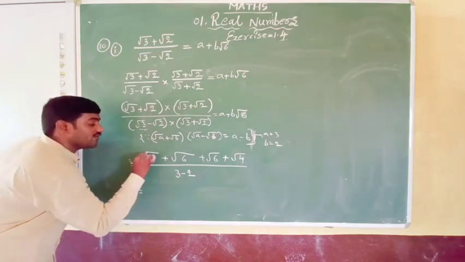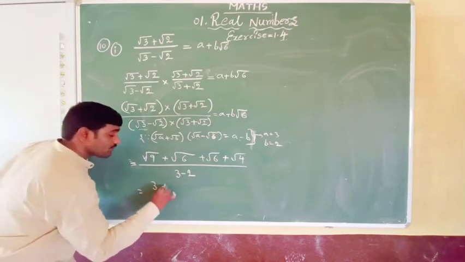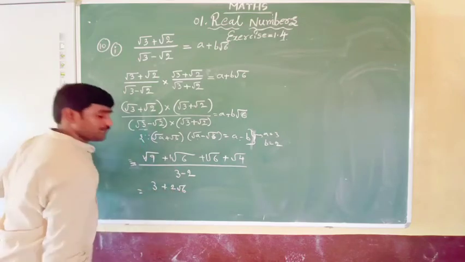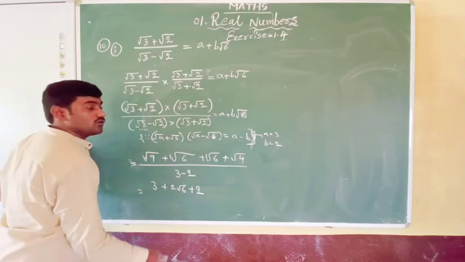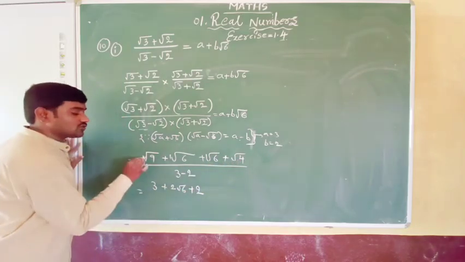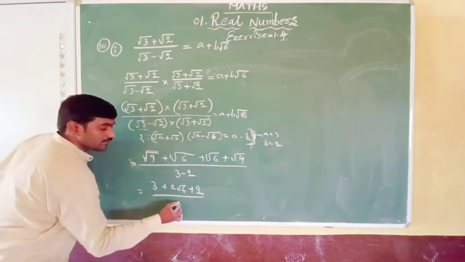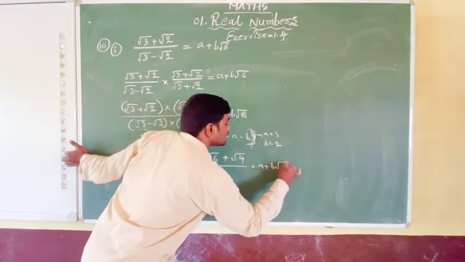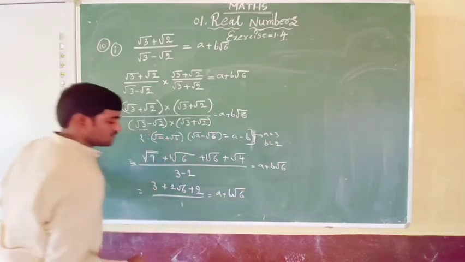Here the square root of 9 is 3. You know that the square root of 9 is 3. Here 1 root 6, here also 1 root 6, so there are 2 root 6. Here root 4 is 2. The square root of 4 is a perfect square, so it is 2. The square root of 9 is 3. The denominator 3 minus 2 is 1. So we forgot to write a plus b root 6 here. Here also a plus b root 6.